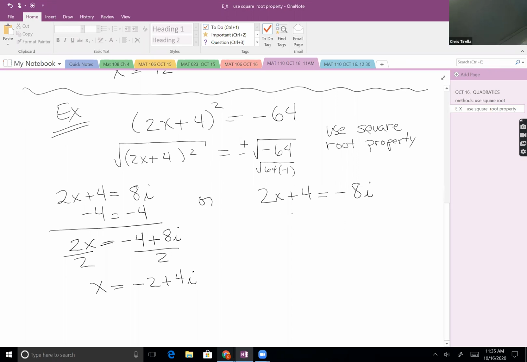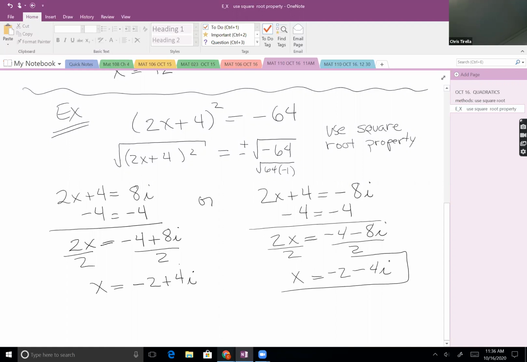And then I'm going to do similar work on the other side. Subtracting 4 from both will give me 2x equals, again, the real and the imaginary are not like terms. I have to leave them separate to get this complex number, which I'll divide by 2. And again, remember both the negative 4 and the negative 8i need to be divided by 2. Then I get negative 2 minus 4i. And so those would be my two solutions.